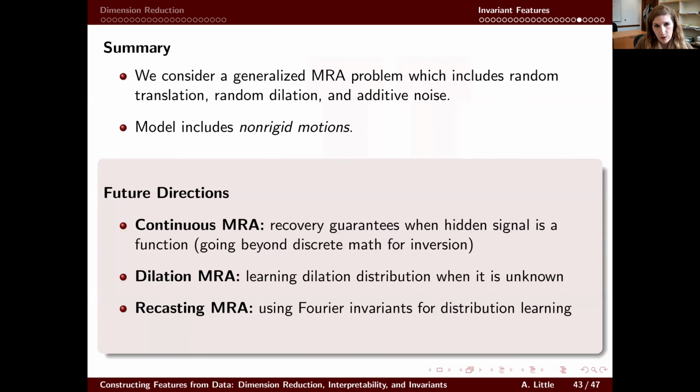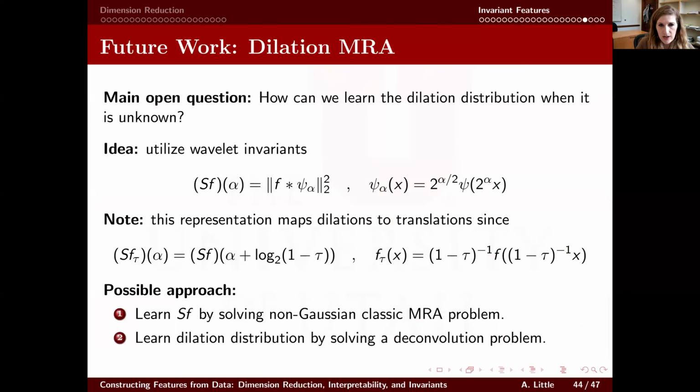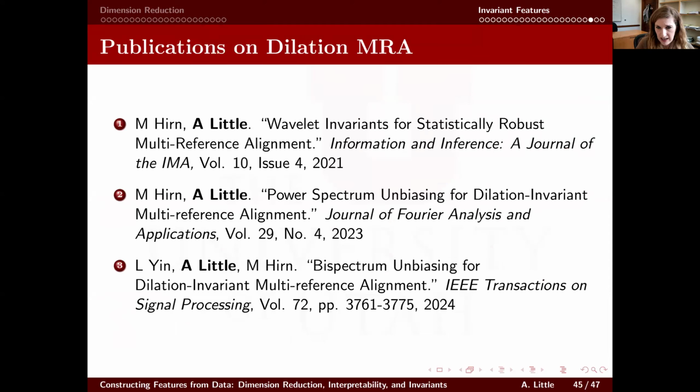To wrap up, this is a generalization of the MRA model where we think about the effects of translation, dilation, as well as additive noise. We're inspired by this idea of trying to capture non-rigid motions in the data. Future directions include full theoretical guarantees for continuous models. Certainly learning the dilation distribution is needed for doing these things in practice as well, so that's also an interesting question for future research. But in the interest of time, I'm going to call it a day there.